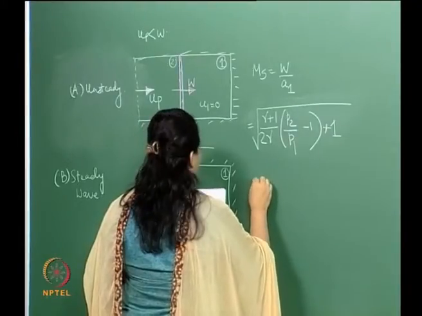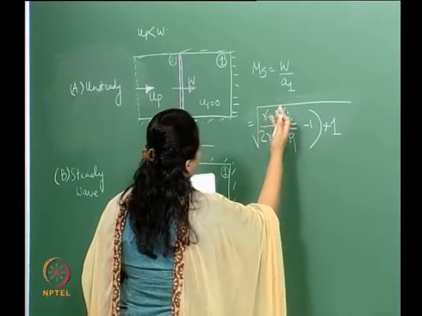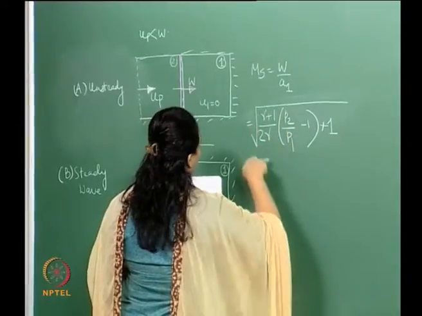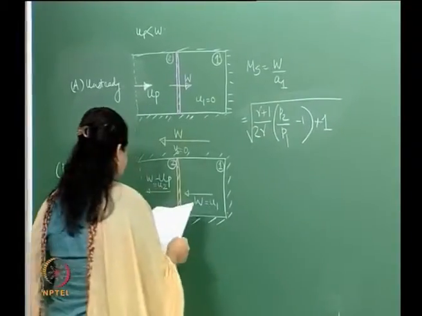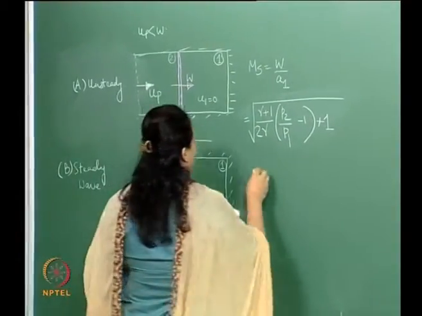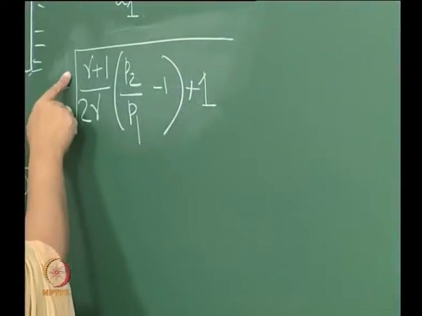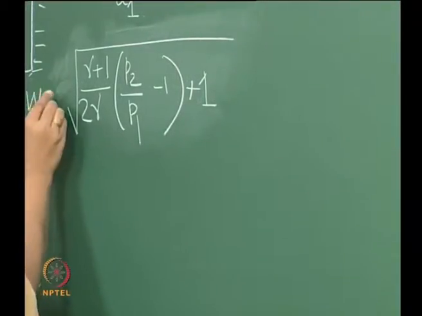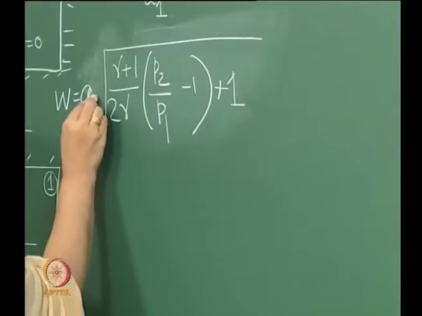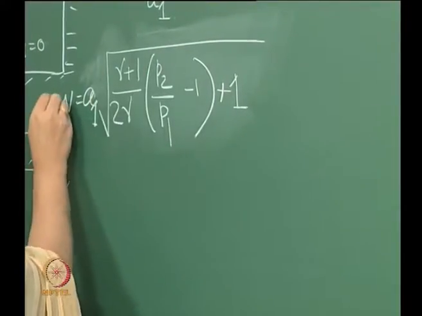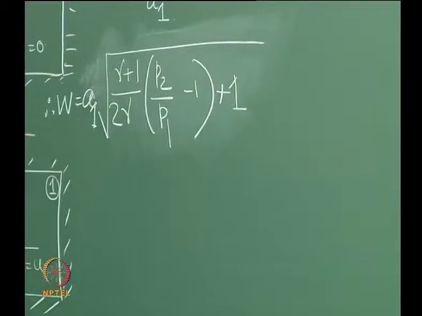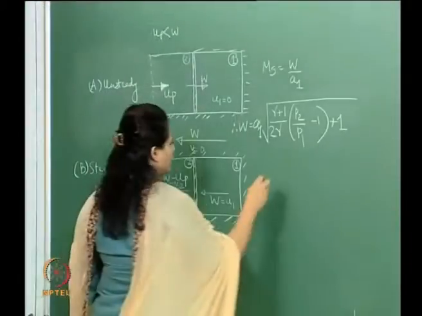Therefore W is basically A1 into this. So W is equal to A1 into this. Okay, so this is it. Now let us write up.